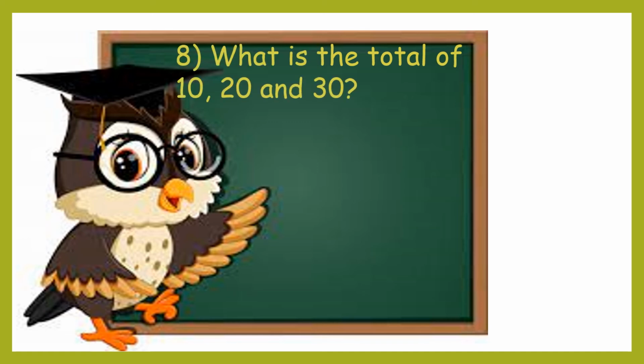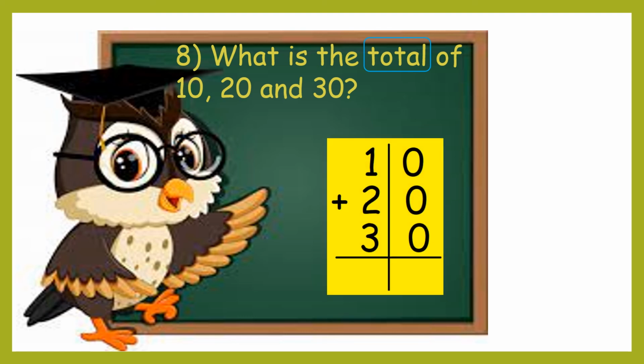Number 8. What is the total of 10, 20, and 30? I repeat, what is the total of 10, 20, and 30? Now the word total, it means plus. So we have to add all of the given numbers. Now how do we do? Always do the column method to check our answer.